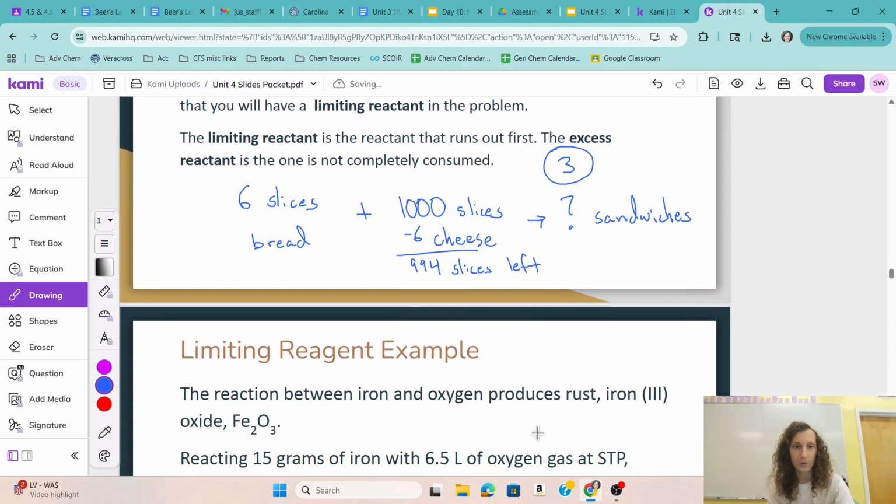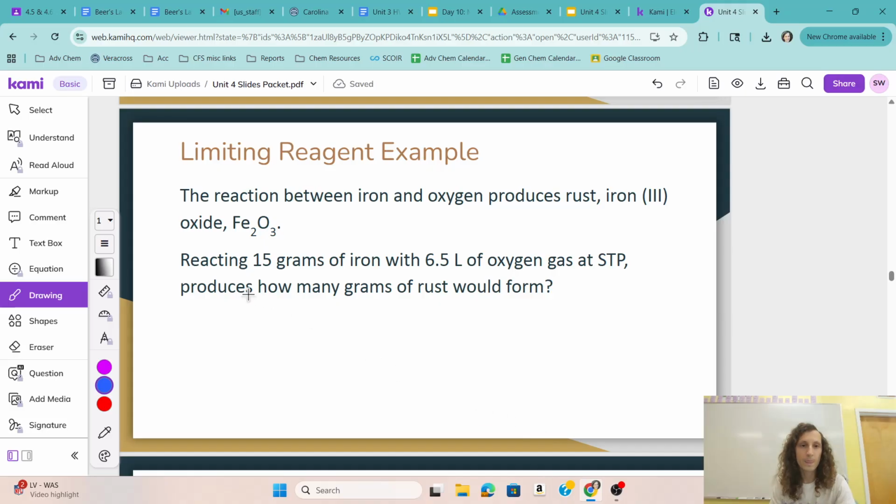That is basically what we are doing with limiting and excess reactants, but obviously it's a little trickier with mole conversions. So here's an example. We've got iron and oxygen reacting to produce rust, which is given with the formula Fe2O3. We're told we have 15 grams of iron and 6.5 liters of oxygen gas at STP, and we're asked how many grams of rust, that iron oxide, would form.